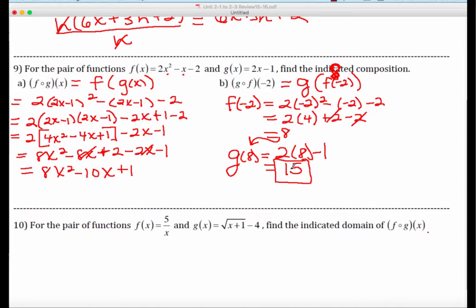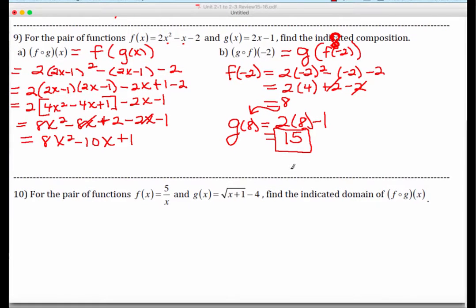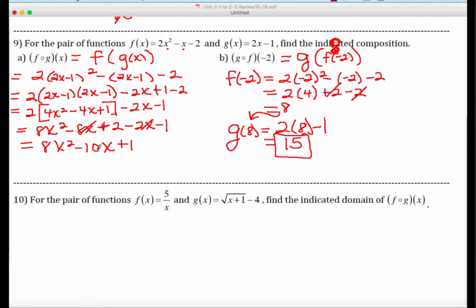All right, so let's go ahead and find f of g of x for number 10, and then we are going to find the domain. So we are doing f of g of x, which is f with g of x plugged inside of it, subbed inside for all its x's. F of x is 5 over x, and in for that x.